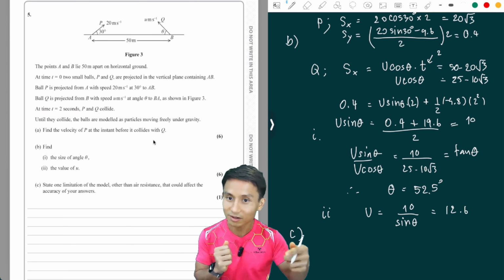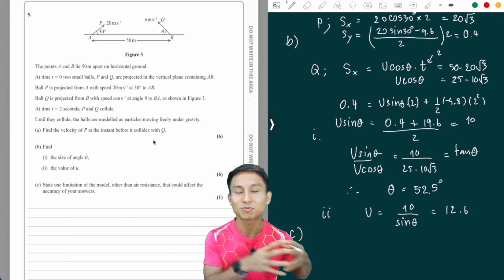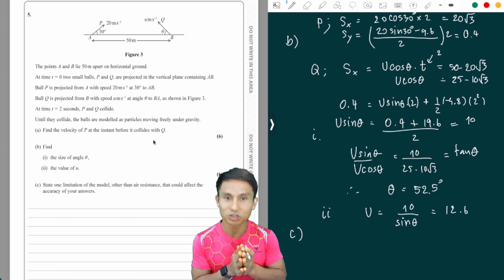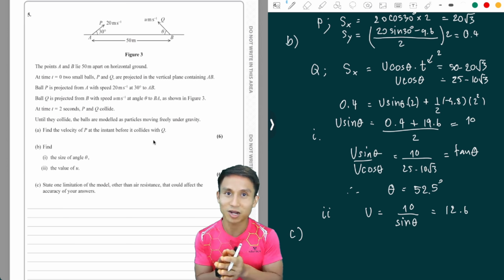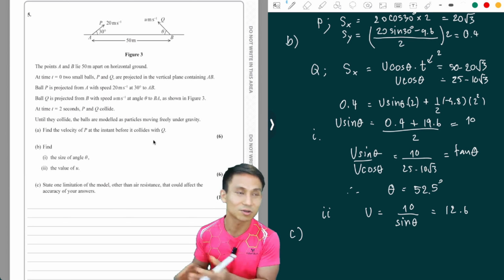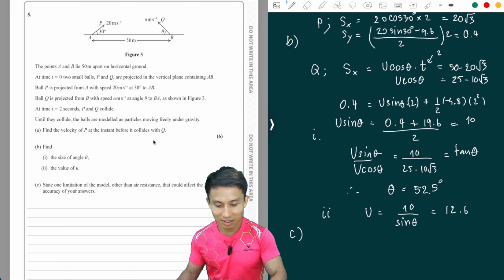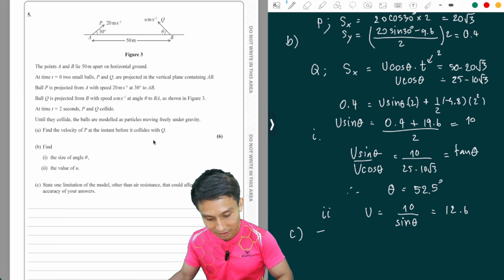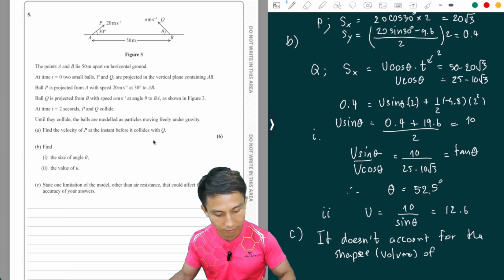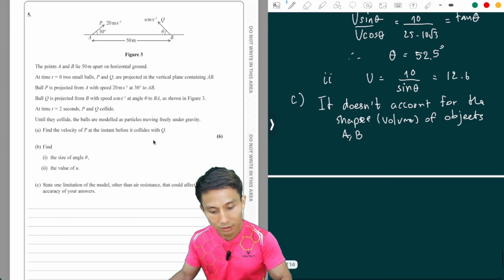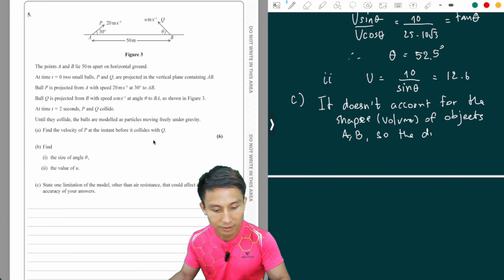For example, if you rotate a lot, you may not go as far because some of the energy will be spent to make you rotate. If you go streamline, don't rotate, through the air, you're going to go farther, right? But if you do something else, energy will be shared for that rotation or movement in the air. So I'm just saying here that the limitation is that it doesn't account for the shapes or volume of objects, right? A and B. So the distance traveled can be different.